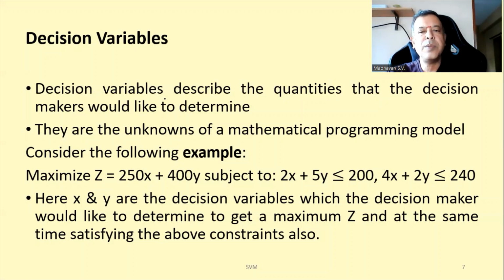So here decision variables describe the quantities that the decision makers would like to determine. Here the decision maker will be interested in determining the value of x and y. That means this x and y are the decision variables which the decision maker would like to determine to get a maximum z, and at the same time satisfy the above two constraints.